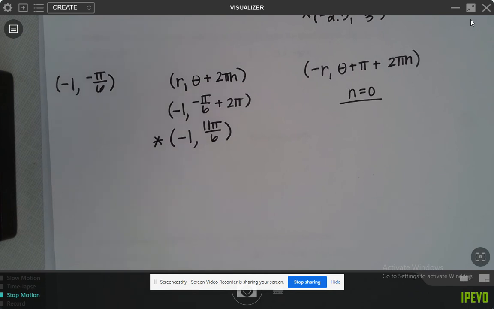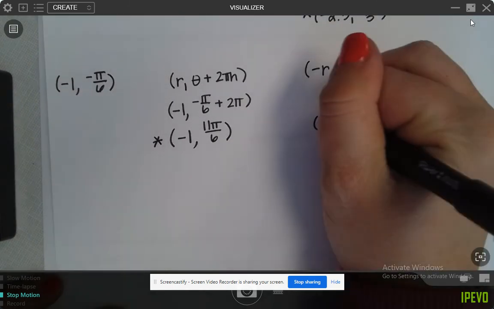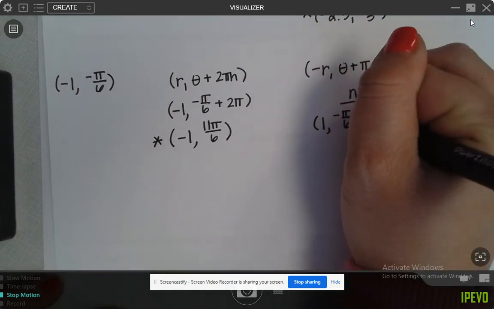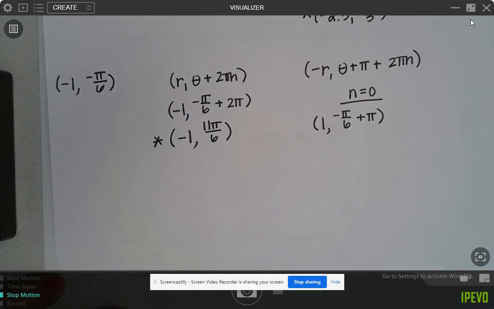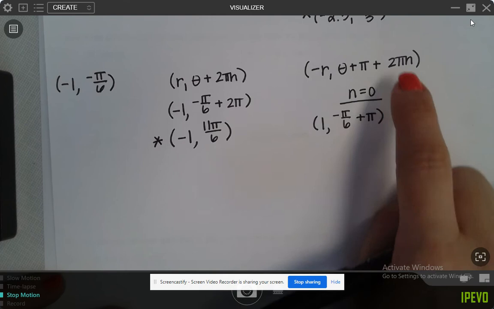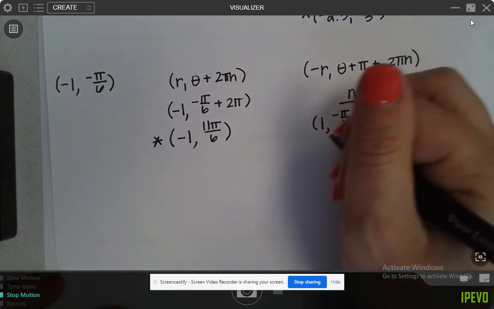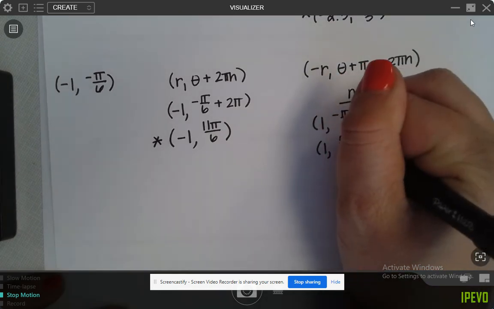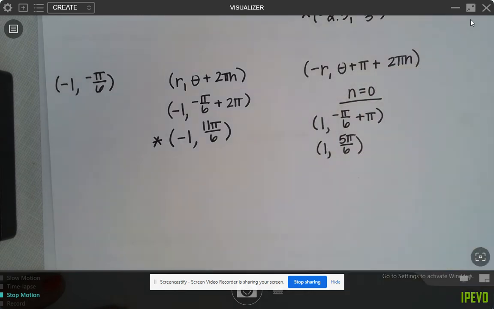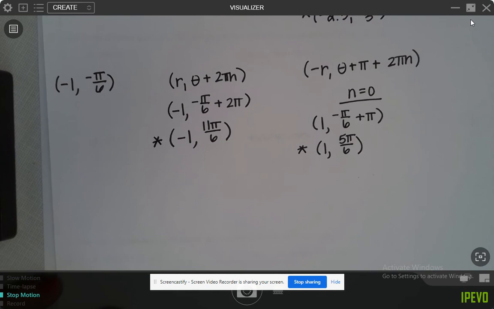Okay, what's my new radius? 1. Everybody cool with me there? So it's going to be 1, comma, my angle, so negative pi over 6, plus pi, because n was 0. What's pi in this case? 6 pi over 6. So this is 1, comma, 5 pi over 6. There's 2.